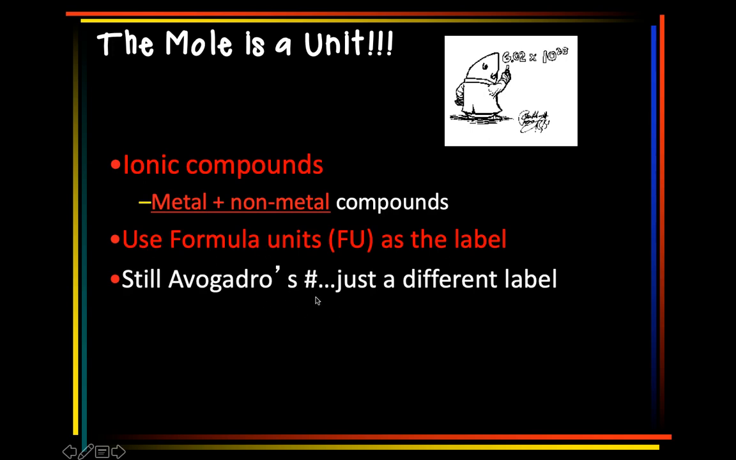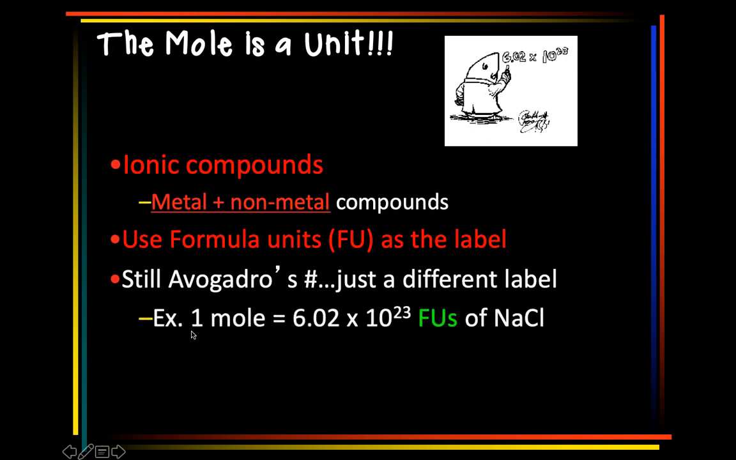So again, it's still Avogadro's number. It's just a different label. So I might say 1 mole equals 6.02 times 10 to the 23rd FUs of sodium chloride, because sodium is a metal, chlorine is a nonmetal. So this is an ionic compound. And so we don't say atoms because this isn't an atom. And we don't just say compound because there's more than one kind of compound. So formula unit for ionic compounds. So again, it's always 1 mole. It's always Avogadro's number, that big, huge number. But the label has to match what you're actually dealing with.